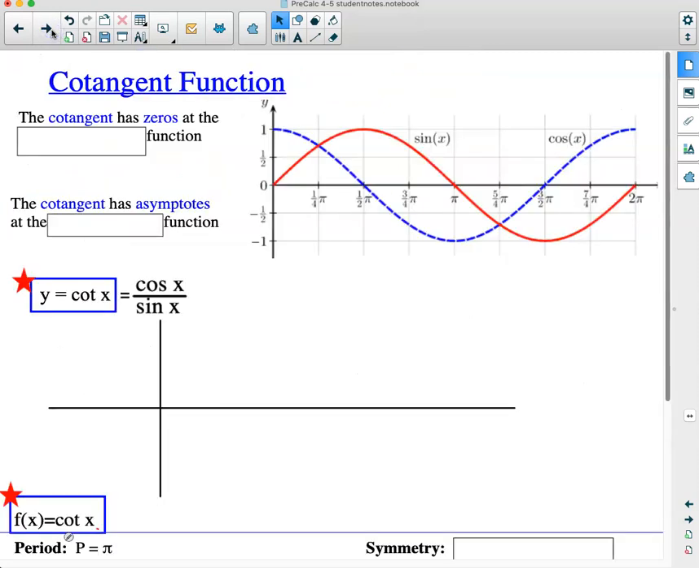Now, before we even get any practice, we go to cotangent. Because cotangent just turns tangent upside down.